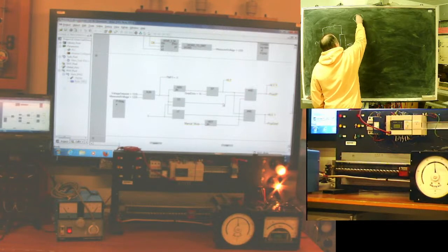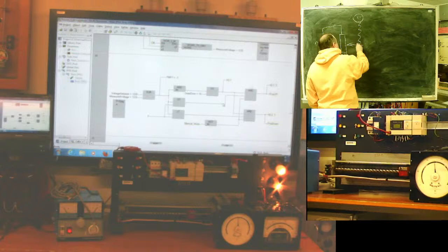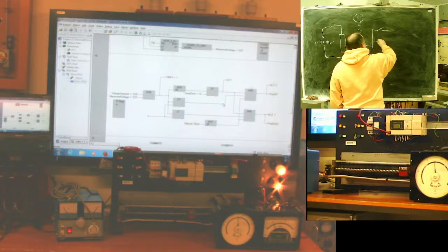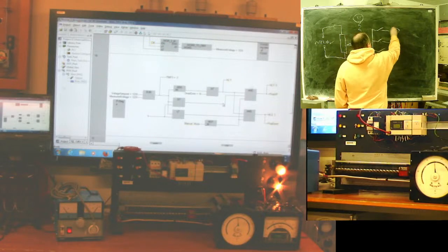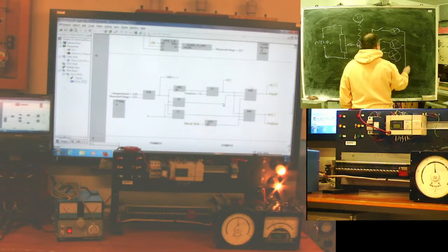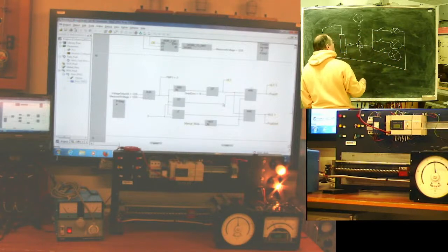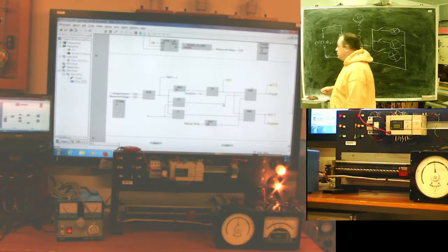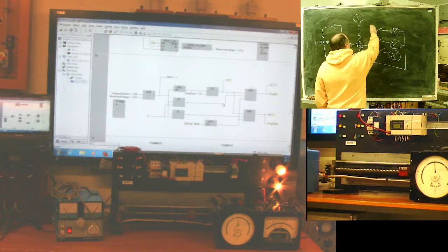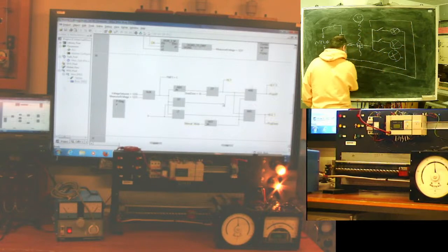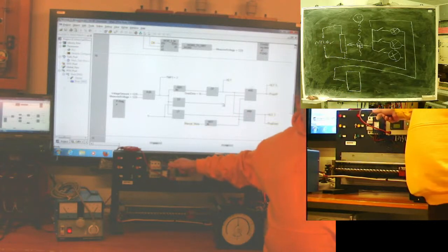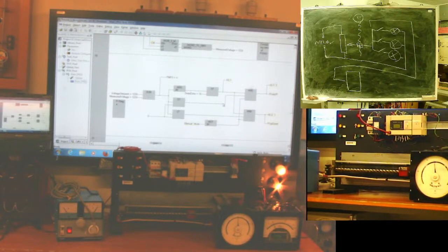I have a motor driving it. I have a load of 3 bulbs. Nothing special. And I have something more interesting. The signal from here comes first to this blue box. It's a converter from voltage to current.